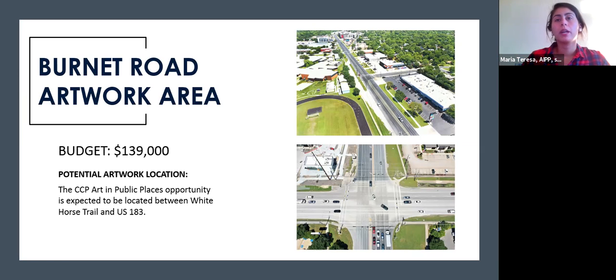Next slide. So here we have two aerial views of Burnet Road. The budget is $139,000, excuse me, guys. Based on a review of potential locations on the corridor, the artwork opportunity is expected to be located between Whitehorse Trail and US 183. Once an artist or artist team is selected for the contract, a more concise area will be determined. This budget is inclusive and covers all costs to design and create the work. Next slide, please.